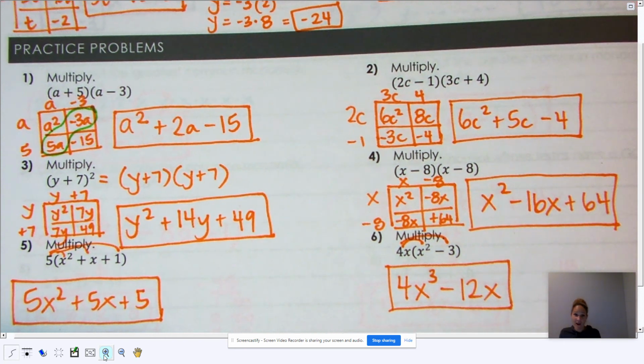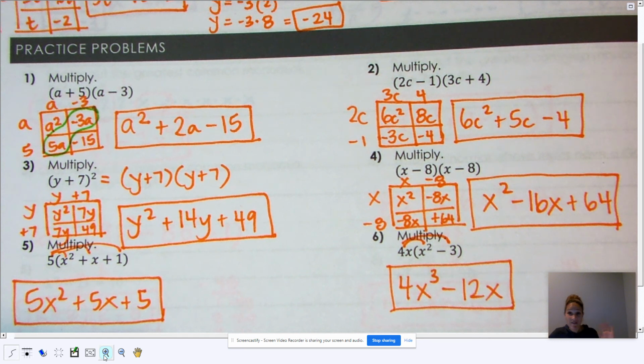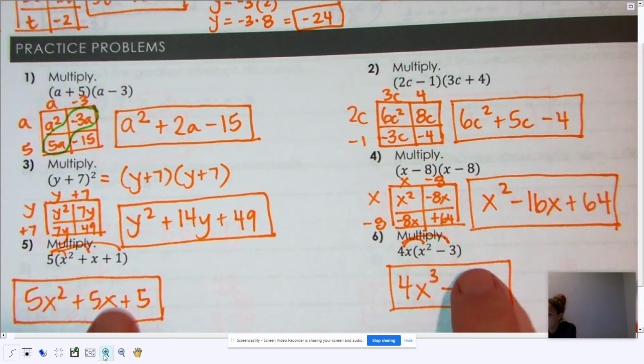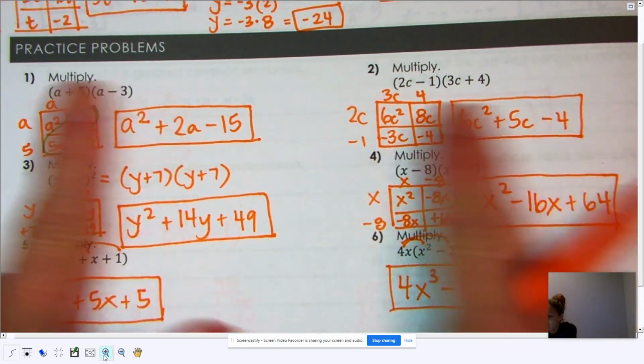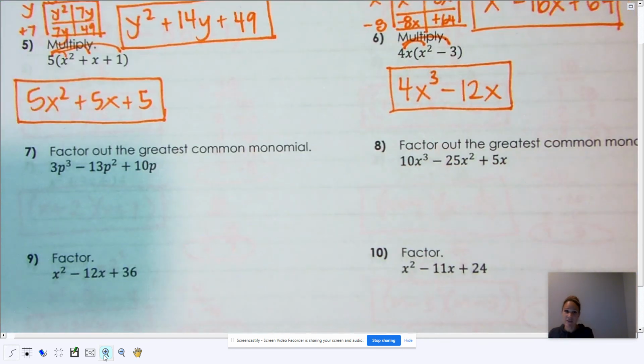Okay, now we're done multiplying, so we're going to work the problems backwards. For all of the next problems, they're giving us the answer, and we have to figure out what the multiplication problem was. Okay, so let's look at the next one.